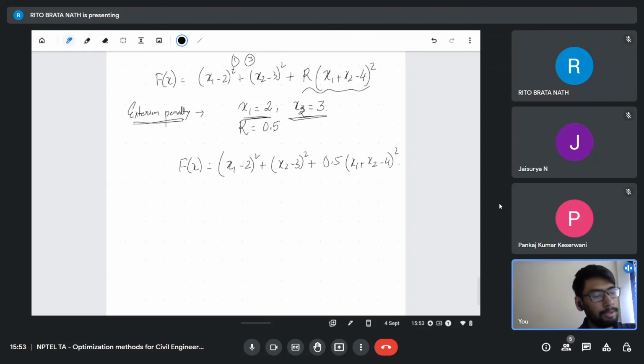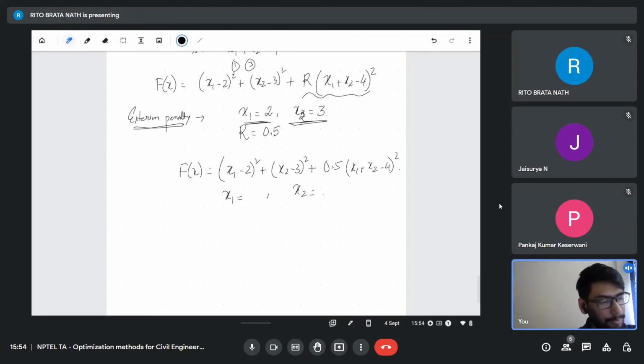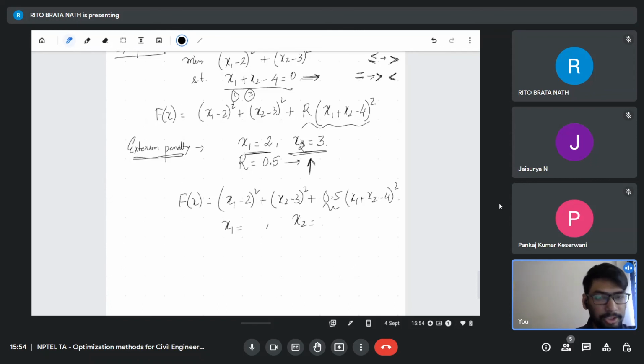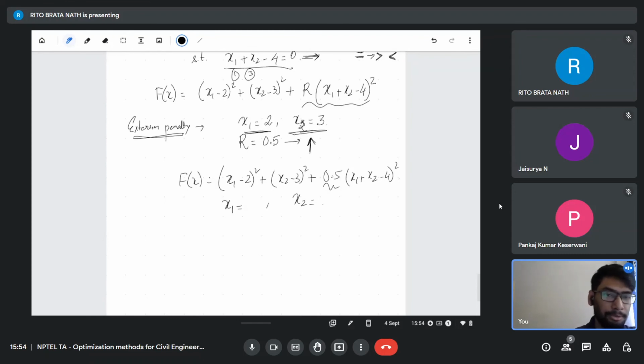This function is now a 2D unconstrained function. You can minimize it and get to your next x1 and x2, and then again check whether you violate this constraint or not. If there is a violation, since this is an exterior penalty method, you have to increase the value of r, replace it here, and using that as an initial point, you can get to the next solution point. So that's the idea of solving such problems using the penalty function method.